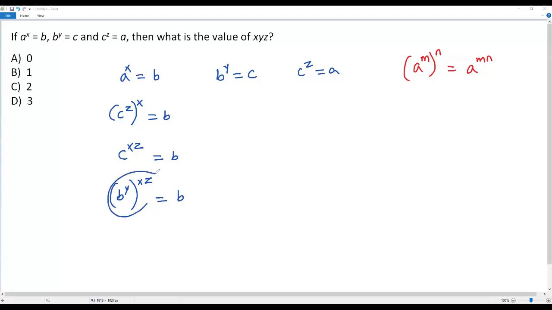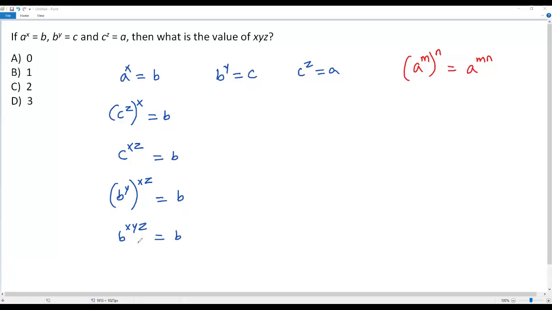Again, we can use the power of a power rule in exponents. That is the stuff we have discussed over here. So whenever we have two exponents like this, we can multiply the two exponents. When I multiply these two exponents, I'm getting y times x times z. Otherwise, it can be written as x times y times z equals b.